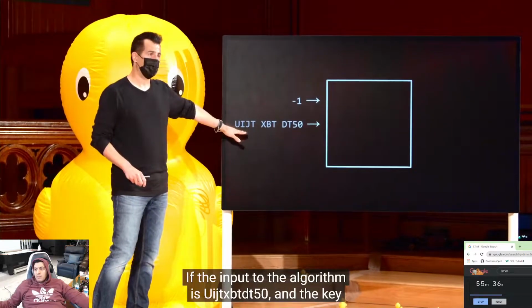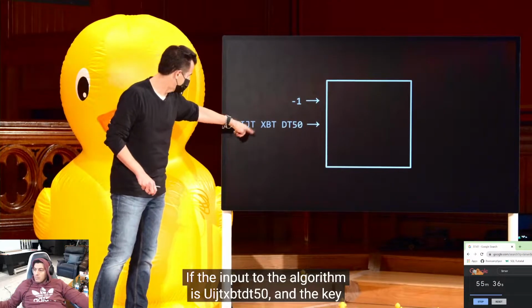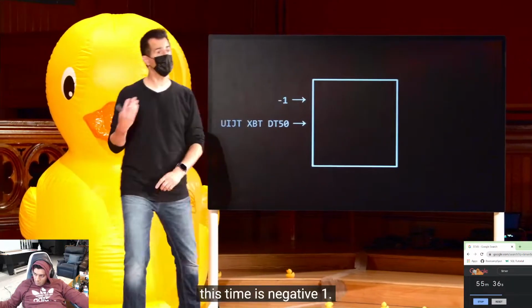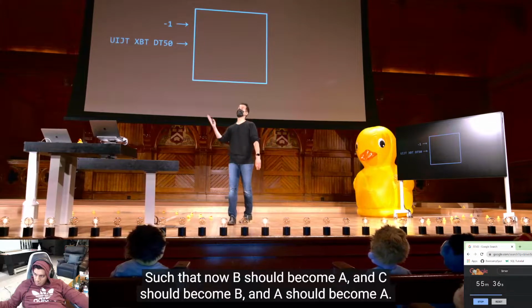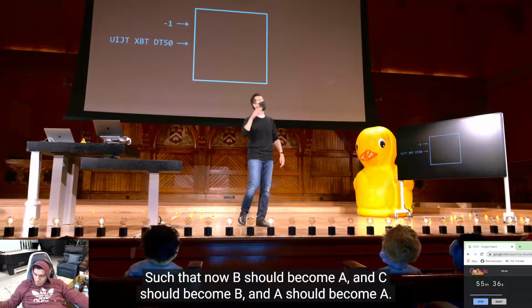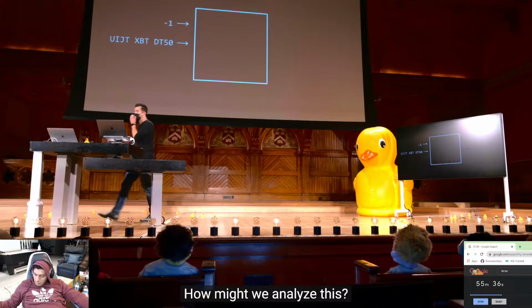If the input to the algorithm is UIJT, XBT, DT50, and the key this time is -1, such that now B should become A, and C should become B, and A should become Z. So we're going in the other direction. How might we analyze this?